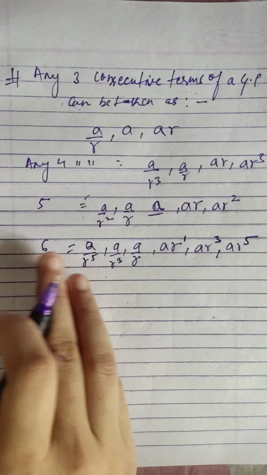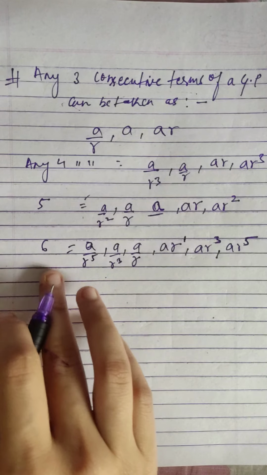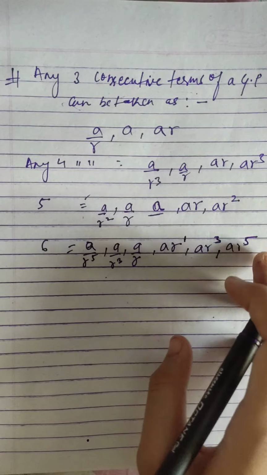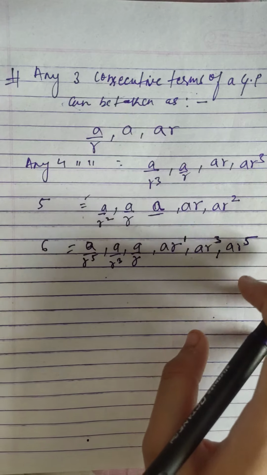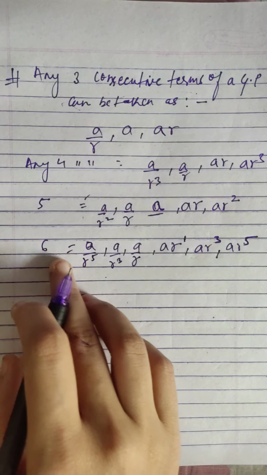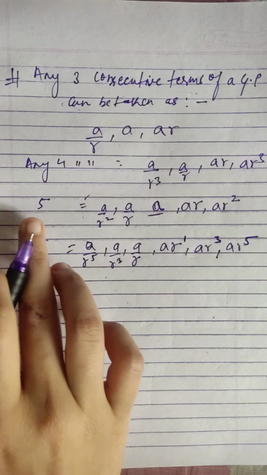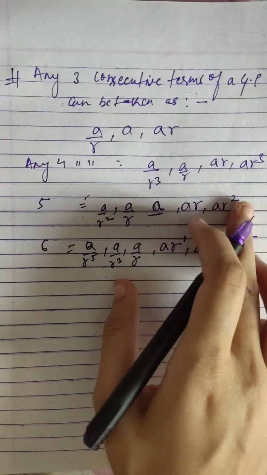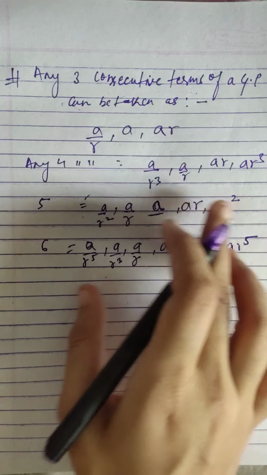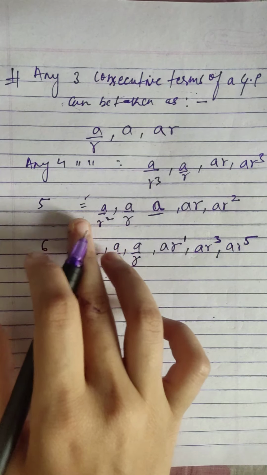And then in the 8th term, what will be in the 8th term? So just you have to add a r to the power 7 and a upon r to the power 7. Okay, and if it is the 7th term, then simply you have to add a r to the power 3 and then a upon r to the power 3.